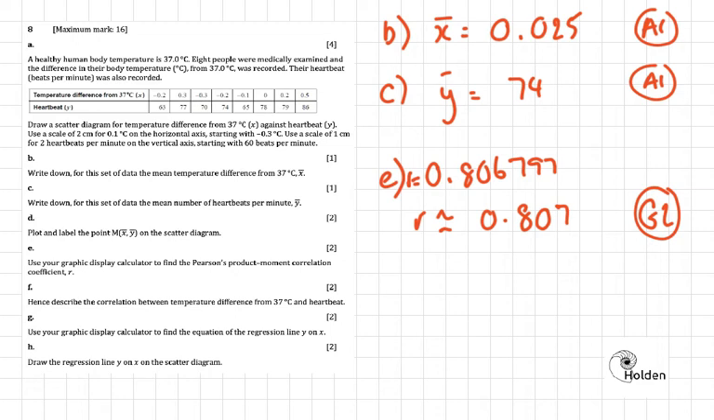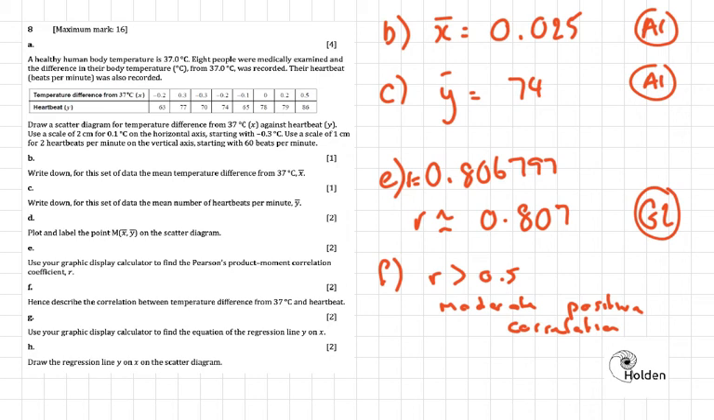Hence, describe the correlation between temperature difference and heartbeats. Because we have an r greater than 0.5, we're going to go with moderate or strong positive correlation. So we're looking for moderate to strong. Remember, we're supposed to square r to get a coefficient of determination to actually define the strength, but we should be okay with moderately strong or strong.